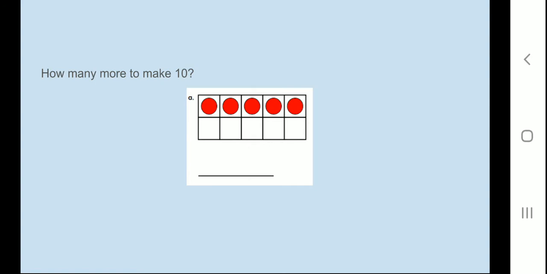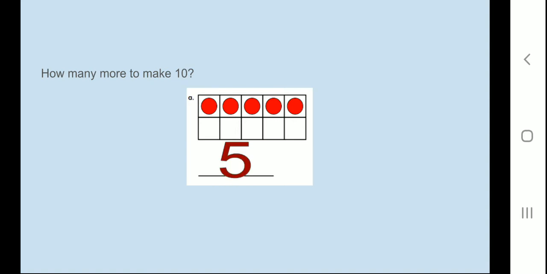If you're not sure, think of how many counters are there now. Hopefully you recognize that there are 5 counters. If not, you can just count how many are there. The whole top row is full, so there are 5 counters in the tens frame. How many more counters do you need to make 10? To answer that, how many more boxes are open?